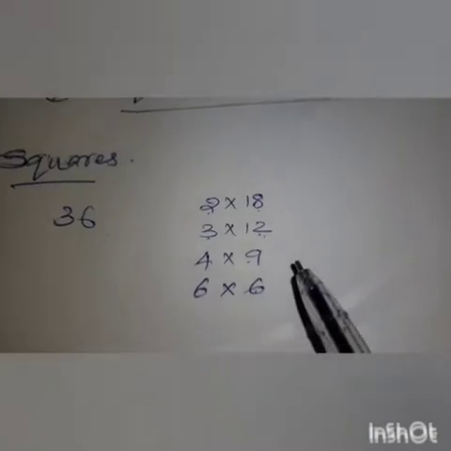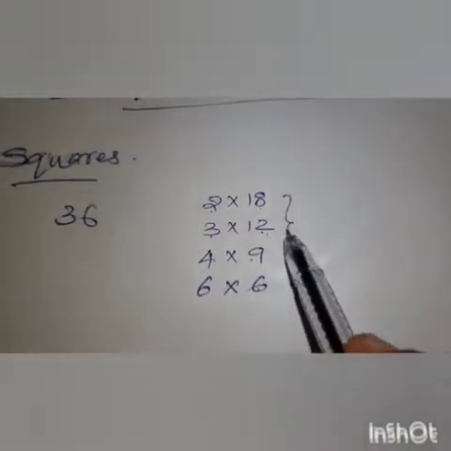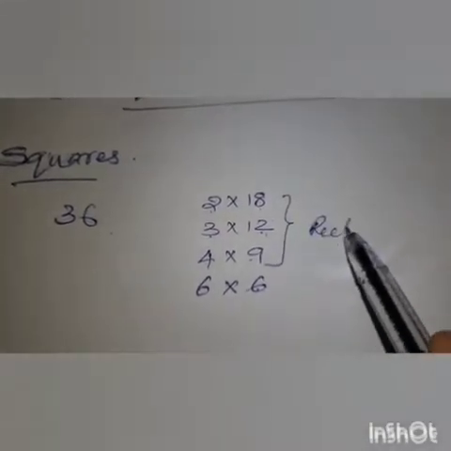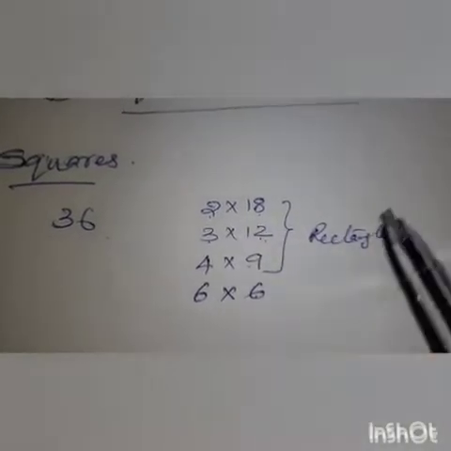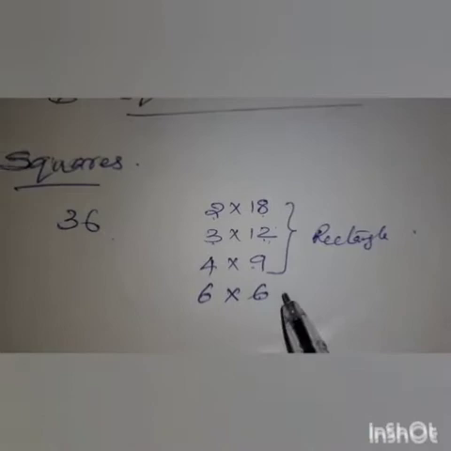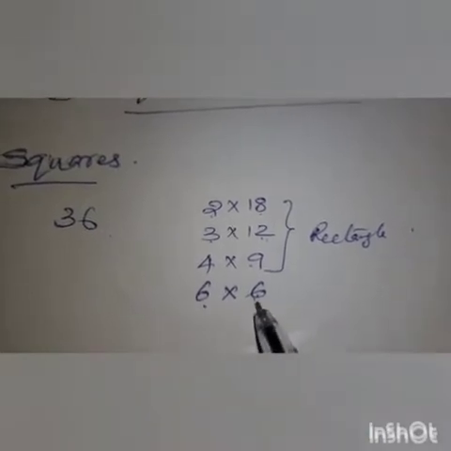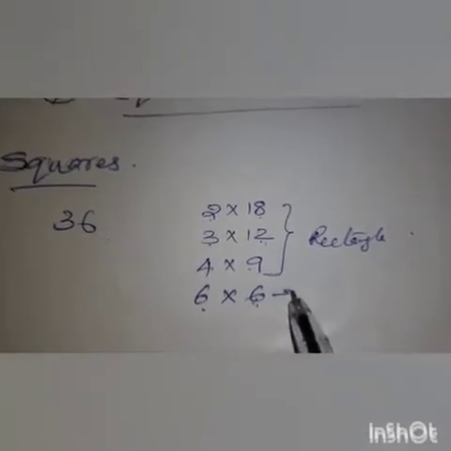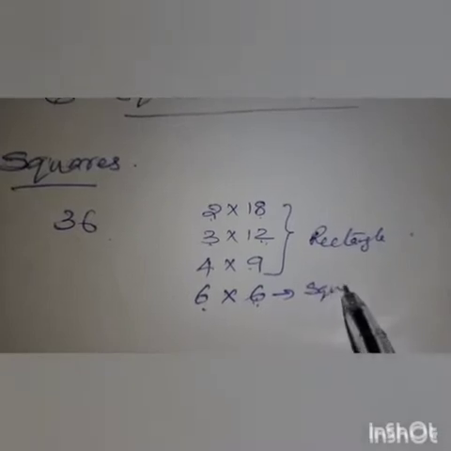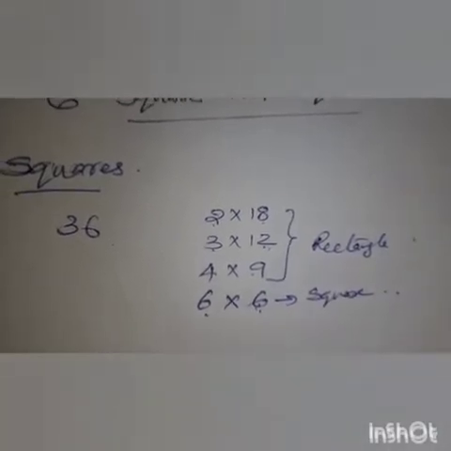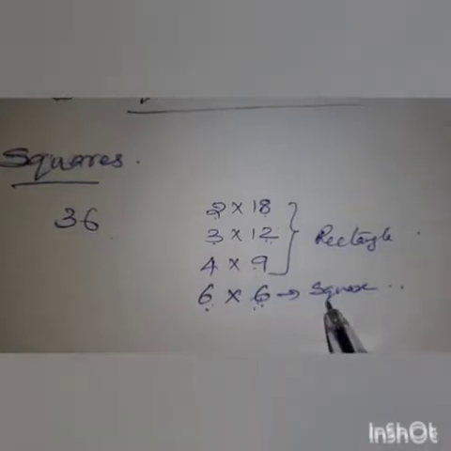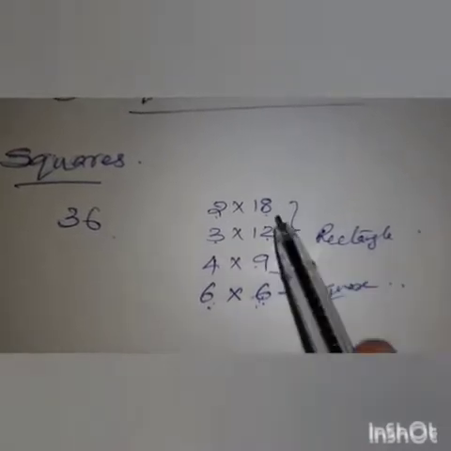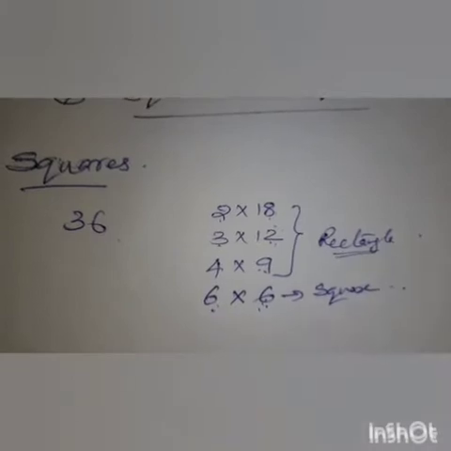So as in the previous case, in these 3 cases we are getting a rectangle. So 2 rows and 18 columns like this. But in this case, the number of rows and columns are the same. So here we are getting a perfect square. If we arrange 6 rows and 6 columns, we will get a square. But in the other 3 cases we are getting a rectangle.